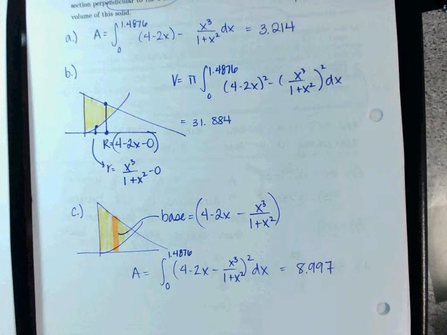One other thing, remember you only switch to dy if you're perpendicular to the y-axis or rotating around a vertical line like the y-axis. Other than that, just leave it dx. Okay, good job.